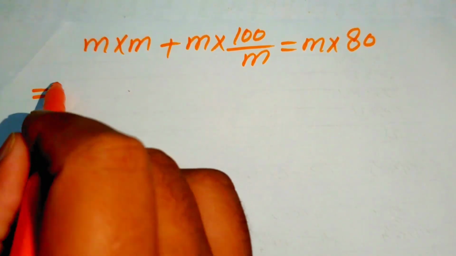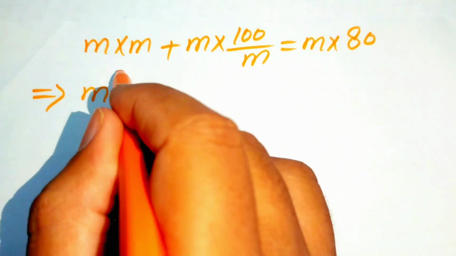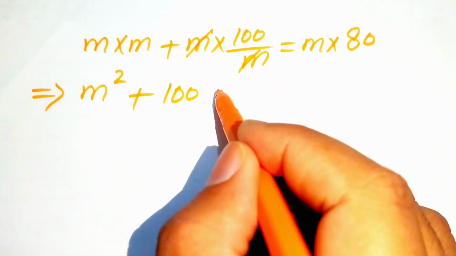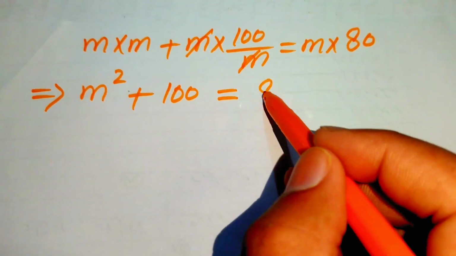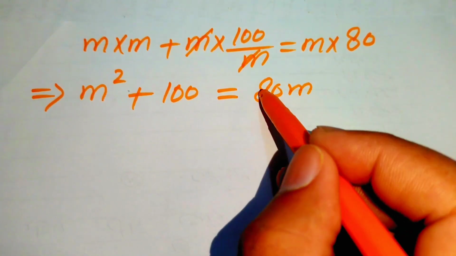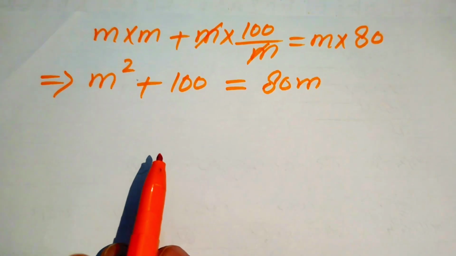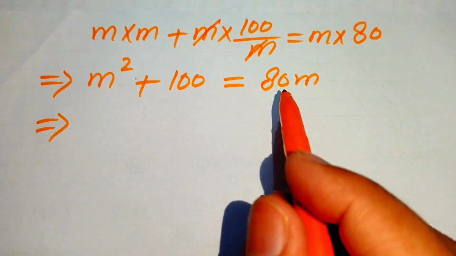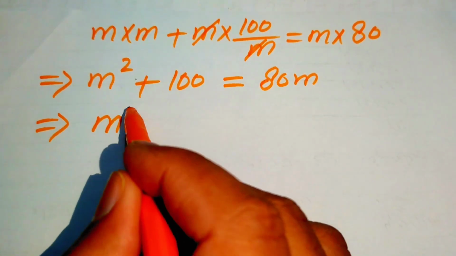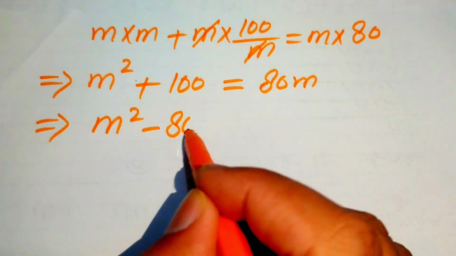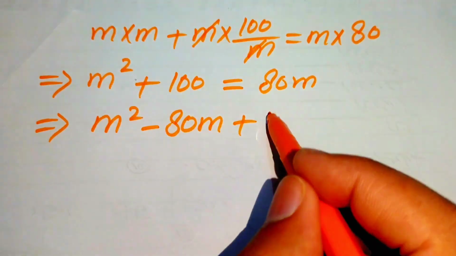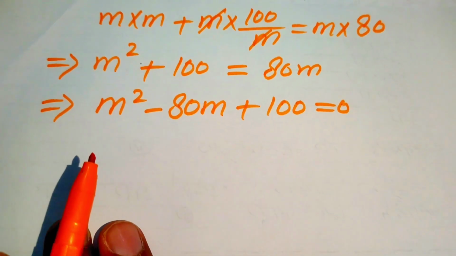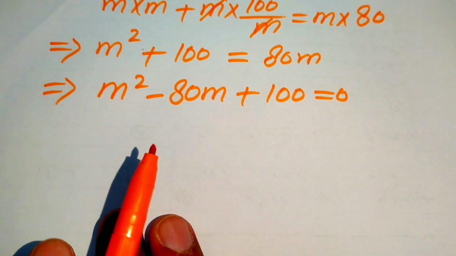So here we get m times m equals m square, and this m and m are gone, and we get 100 equals 80 times m. So now this will become a quadratic form. So first we convert it into standard form. We move this 80 to the left hand side, and it becomes m square minus 80m plus 100 equals 0. So now we solve this quadratic equation by using the quadratic formula.